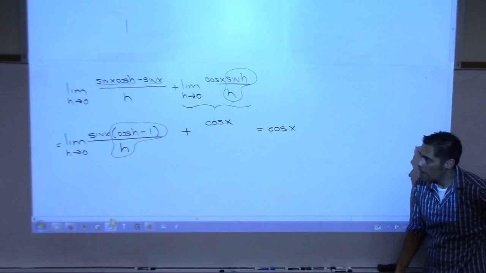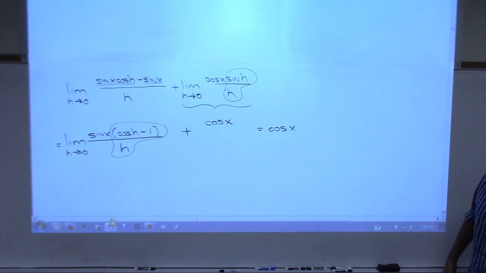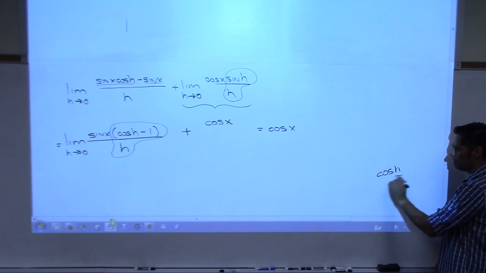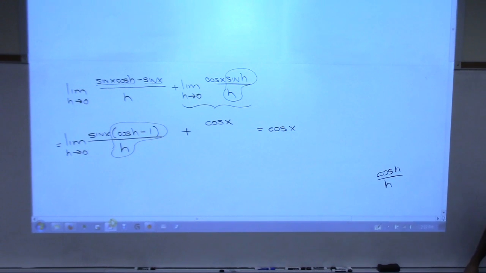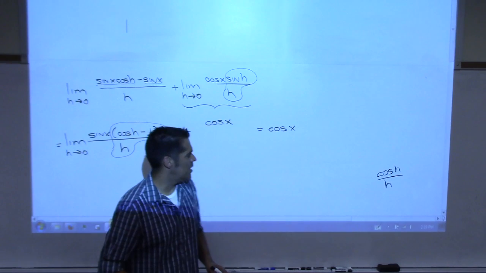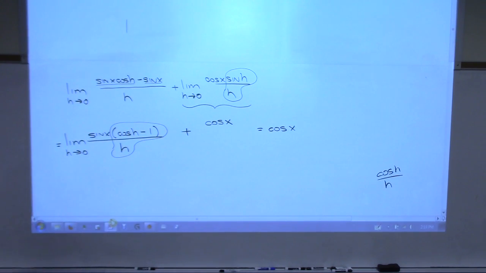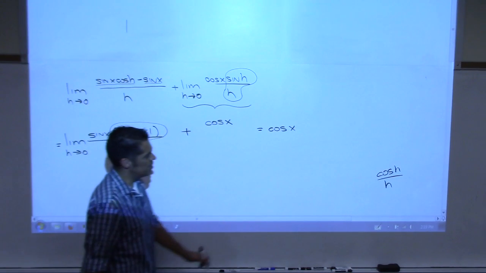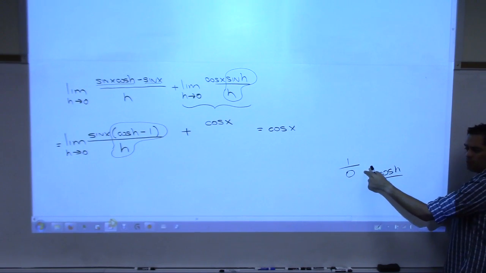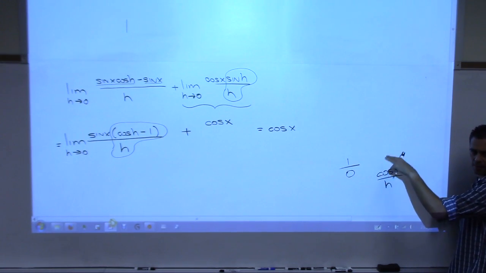But couldn't you just leave it that way, because cosine h over h is 1? How is cosine h over h 1? That's what it comes down to on my calculator. Cosine h over h, as h approaches 0, becomes 1 on my calculator. It should not. You'll have to show me on your calculator. As h goes to 0, what is cosine of 0? 1. On top, 1, and what's the bottom going to? This is 1 over 0. This is either going to be infinity, negative infinity, or does not exist.